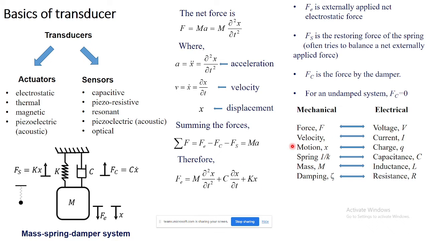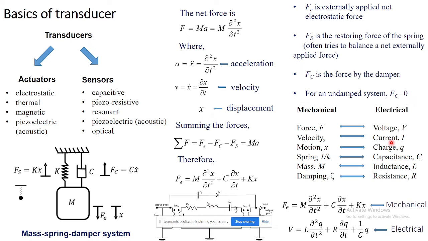So basically, when we talk about designing or understanding a sensor, what we see here is that there is a transduction happening, which is converting one form of energy into another form. So these are the quantities in the mechanical domain, such as force, velocity, motion, spring, mass and damper. And they can be converted into equivalent quantities in the electrical domain such as voltage, current, charge, capacitance, inductance and resistance. So when we talk about a sensor, can we represent that in the electrical domain?